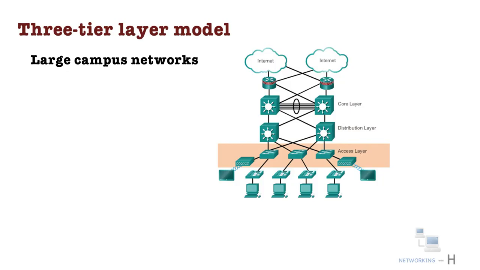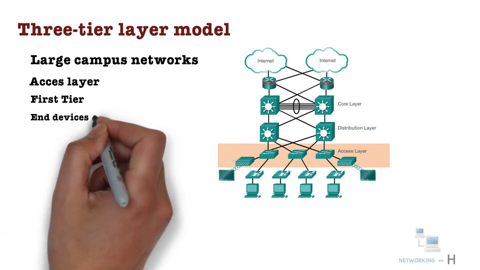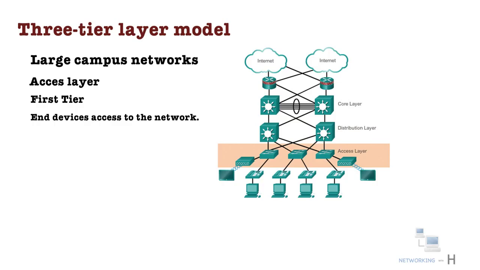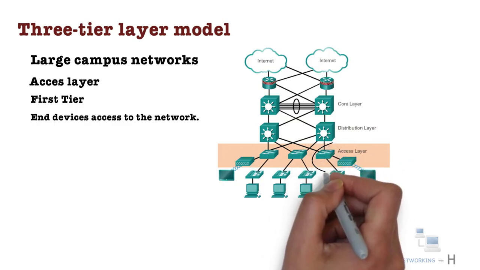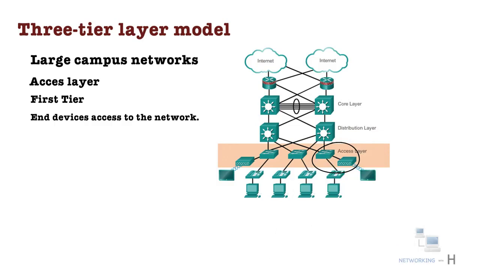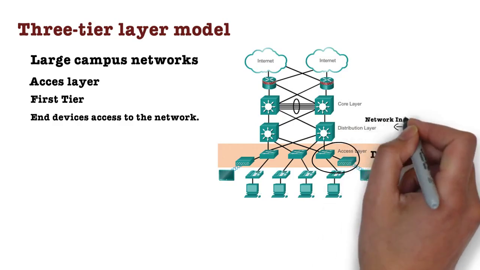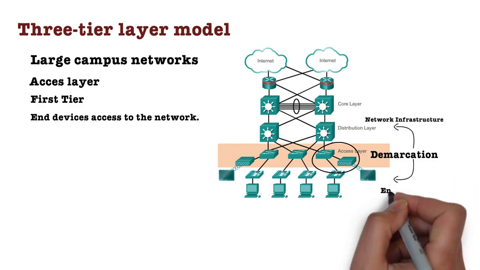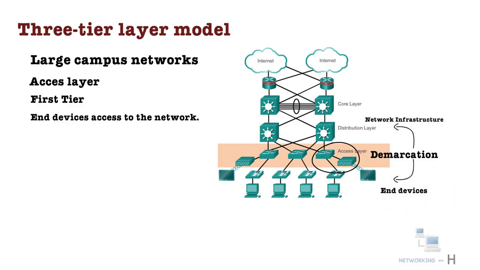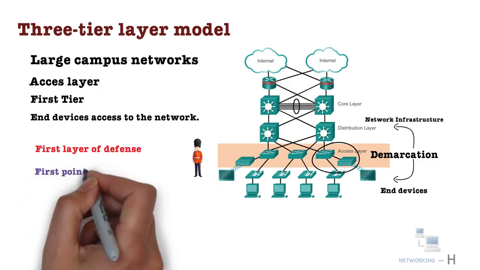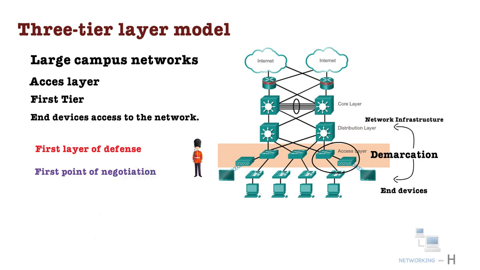Let's begin with the access layer. The access layer is the first tier or edge of the campus. It grants end devices access to the network. As shown in the figure, the access layer network generally incorporates layer 2 switches and access points providing connectivity between workstations and the servers. The access layer provides the intelligent demarcation between the network infrastructure and the computing devices that leverage that infrastructure. It is the first layer of defense in the network security architecture and the first point of negotiation between end devices and the network infrastructure.